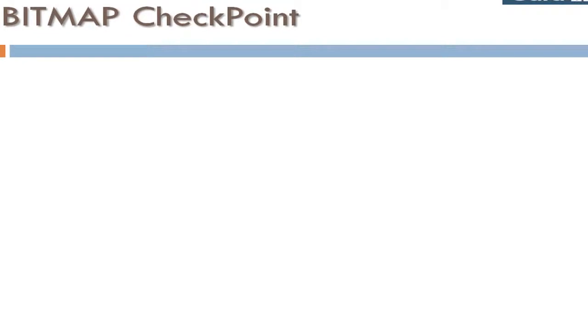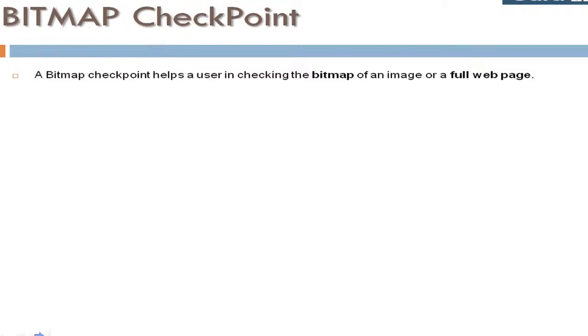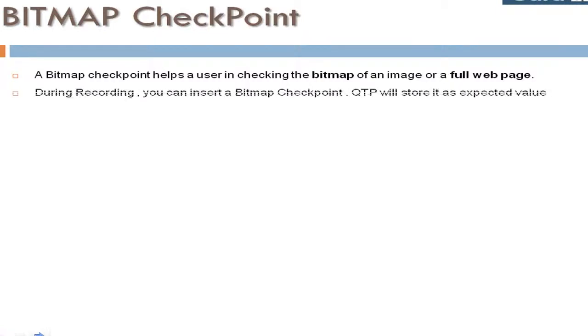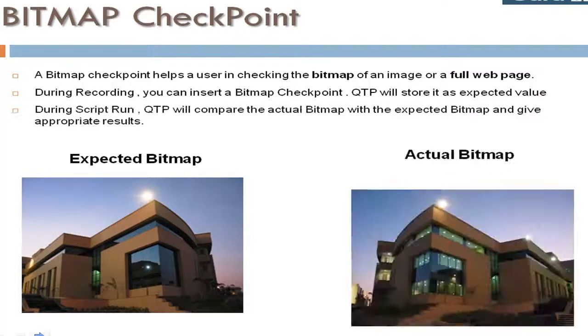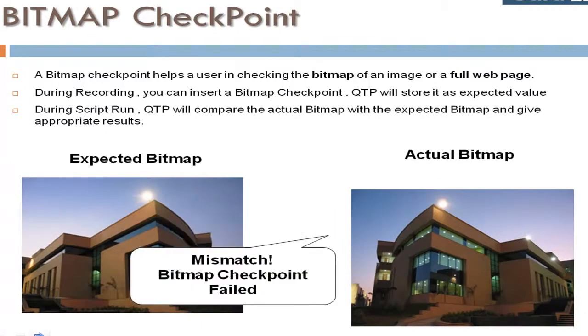Bitmap checkpoints. A bitmap checkpoint helps a user in checking the bitmap of an image or a full web page. During recording, you can insert a bitmap checkpoint. QTP will store it as expected value. During runtime, QTP will compare the actual bitmap with the expected bitmap and give appropriate results.